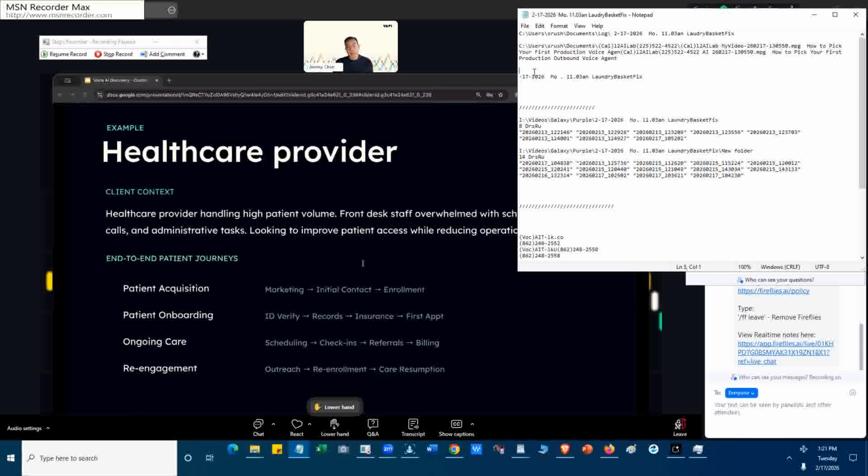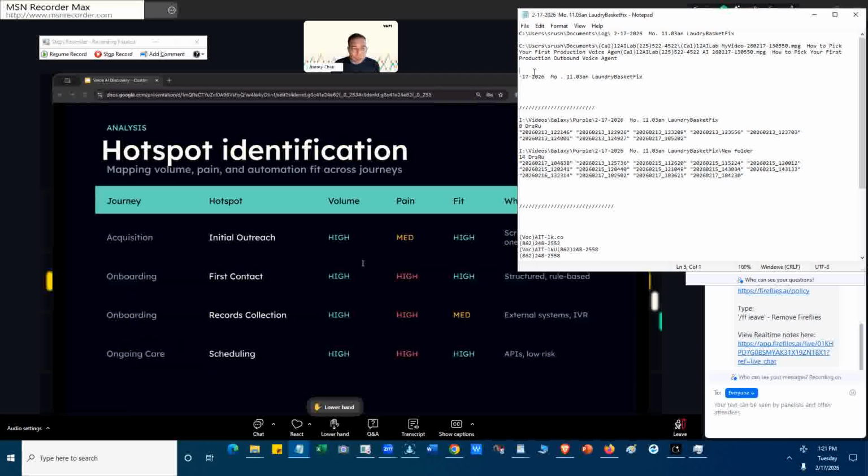Now that you've identified some of these customer journeys, let's find some hotspots. So within those 4 journeys, you can identify hotspots, as I mentioned, by looking at the volume, pain, and automation fit. So let's say for the initial outreach in the patient acquisition journey, you might have high volume, high pain, and high fit. And these are because there's scripted outbound calls, you're leaving a voicemail, they're one-directional, they're very predictable, there's no clinical content. So as you go through this exercise, for your customer specifically, it might be high, medium, and high. And so that's the score you get.